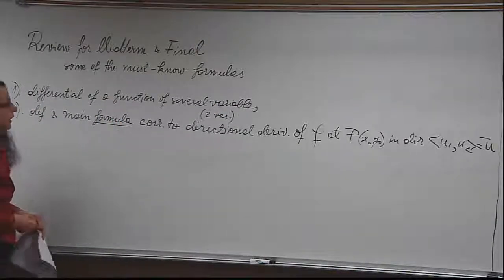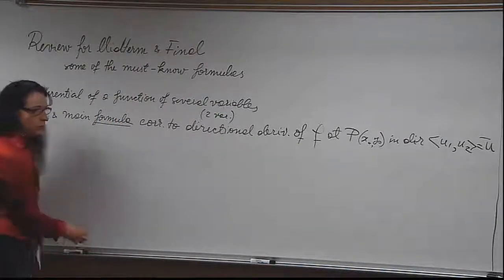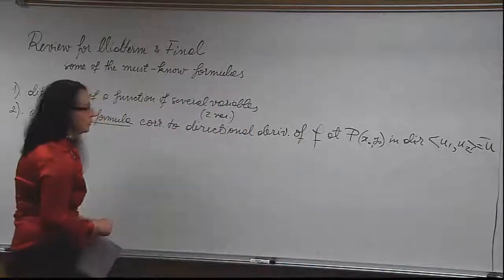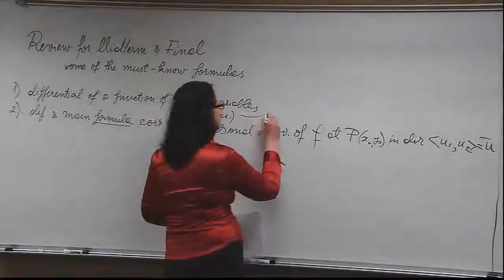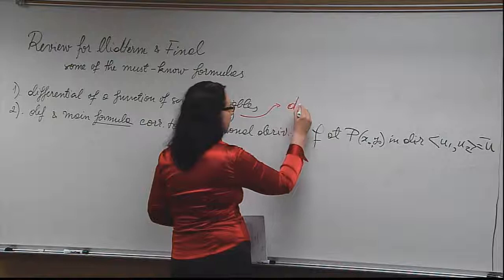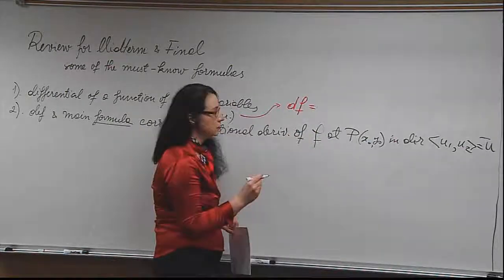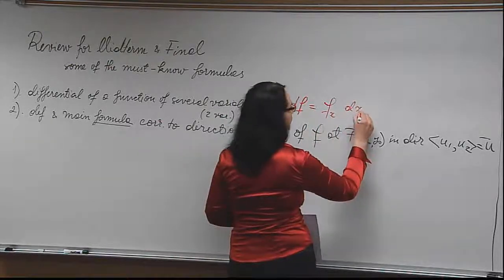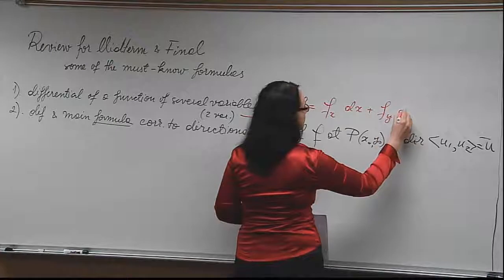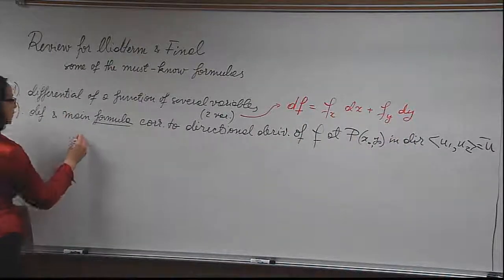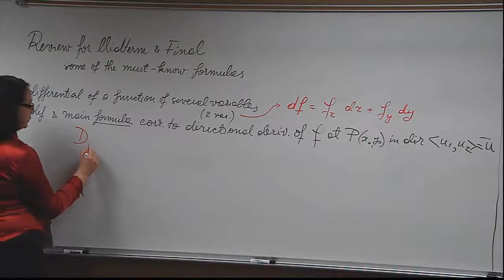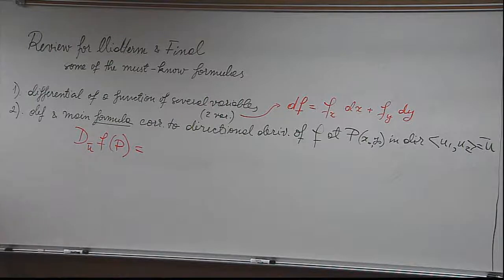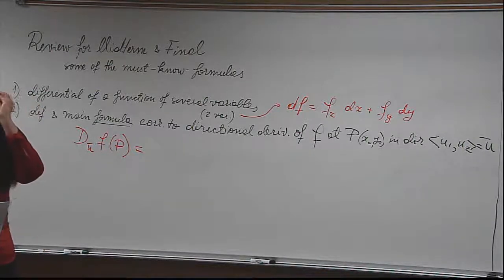Just to test you, I believe you know the formula of the differential, but without me reminding you, what was that for two variables? I expect you to say df equals fx dx plus fy dy. Thank you. How about the directional derivative of f at p in the direction of the vector u? You will need the formula.